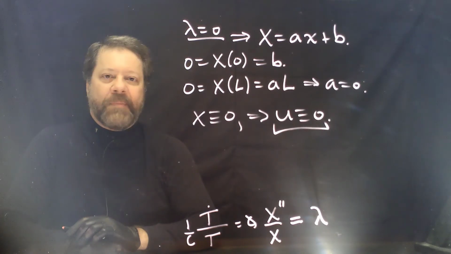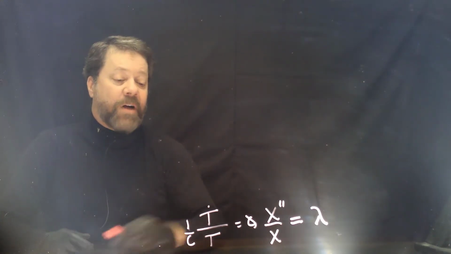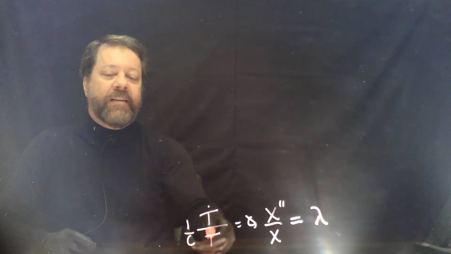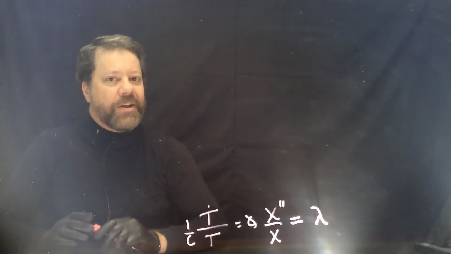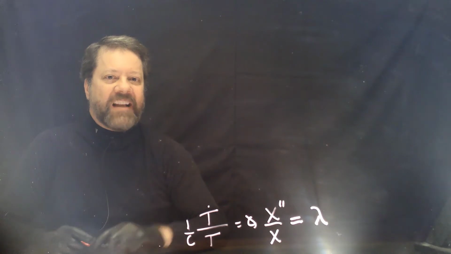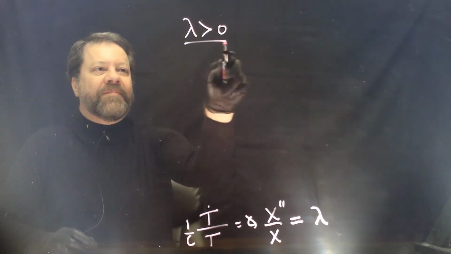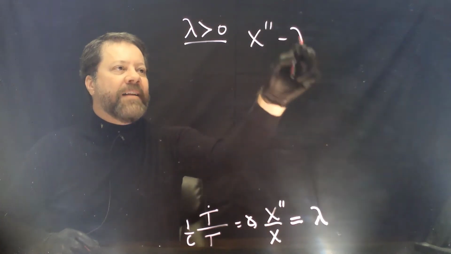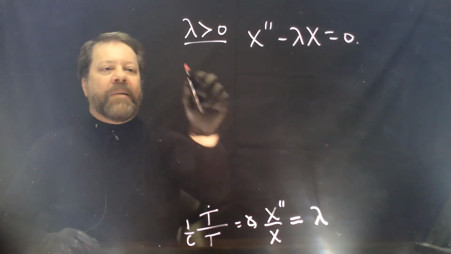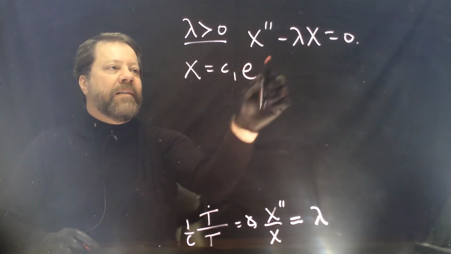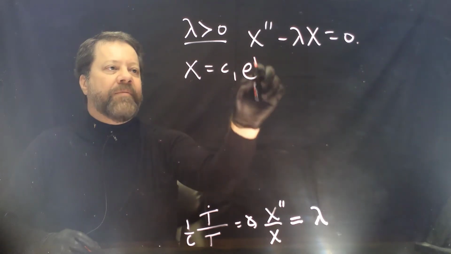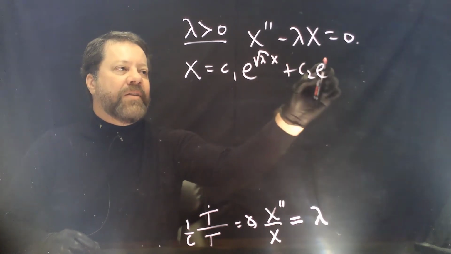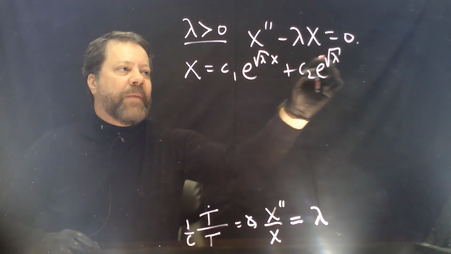Let's see what happens when lambda is positive. You can probably tell right away that since C is positive, and if lambda is positive, then T will have to grow exponentially, which is physically untenable. But we can analyze this in a different way. If lambda is positive, X prime prime minus lambda X equals 0. That implies X must be of the form c1 e to the square root of lambda x plus c2 e to the minus square root of lambda x.